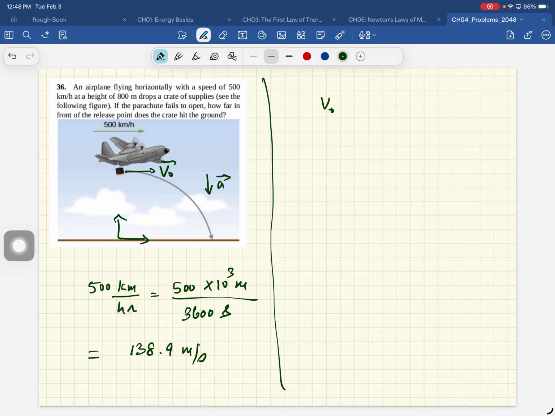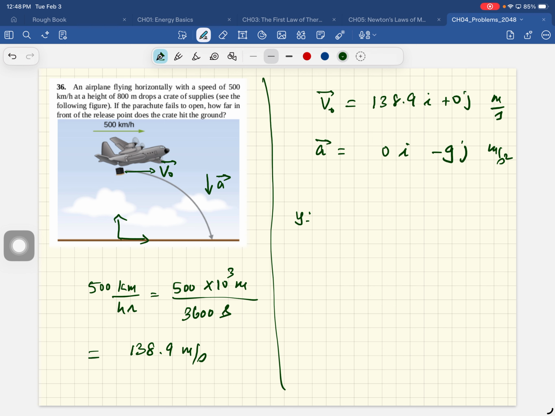All right, so here's my V naught, 138.9 i plus 0 j meters per second. Help me out with the acceleration. All right, so now we're all set.